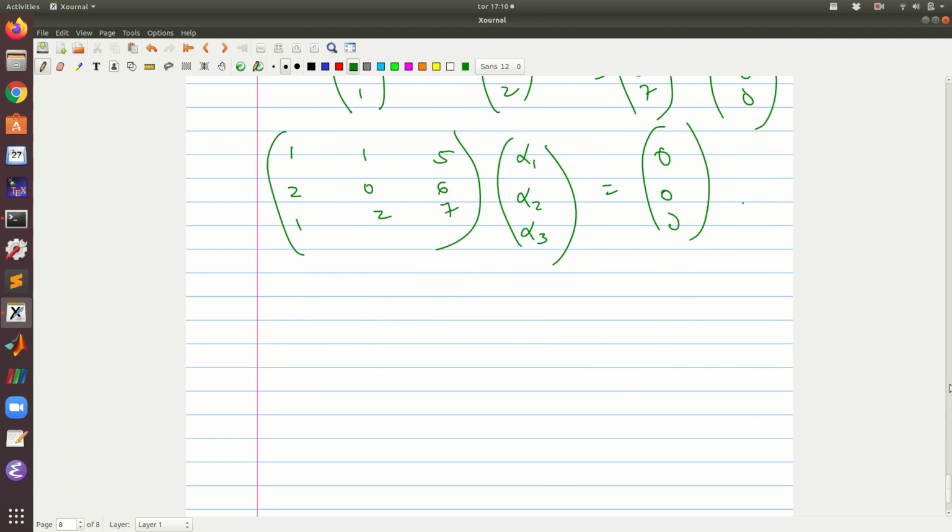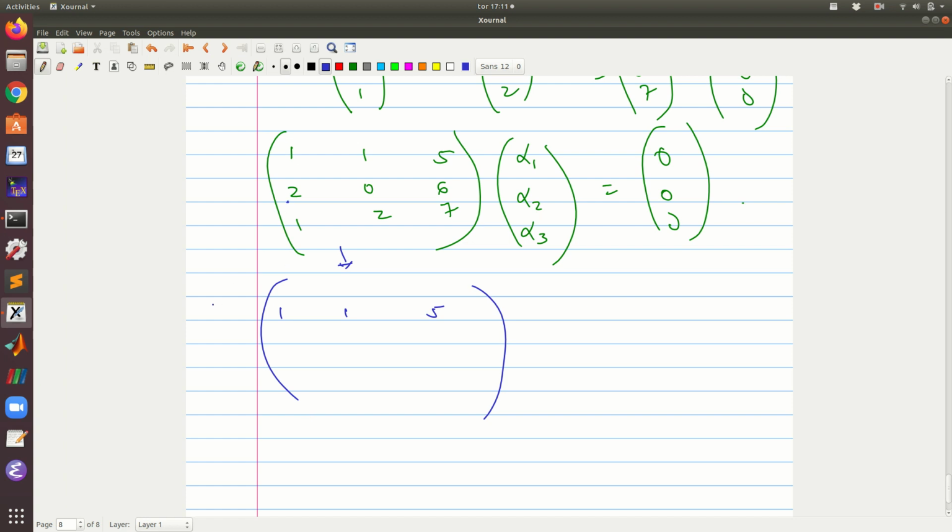Okay, so how can we try to solve this? We try to solve this by reducing this. I would say that we would augment, but there is no reason to augment because the right hand side is 0. We are not going to change anything. So let us just reduce this one here using row echelon form.